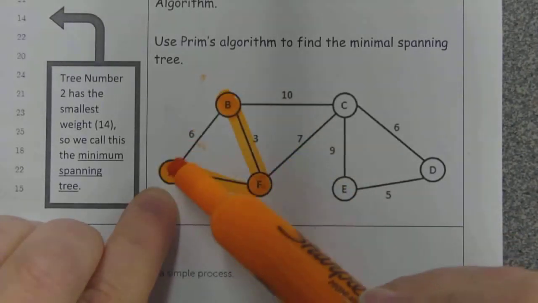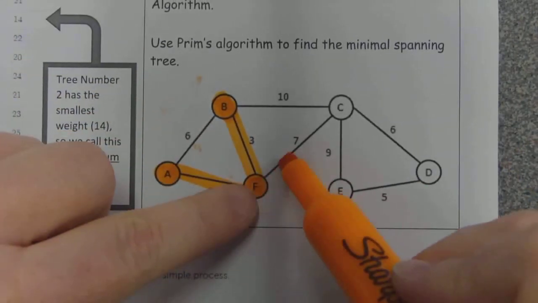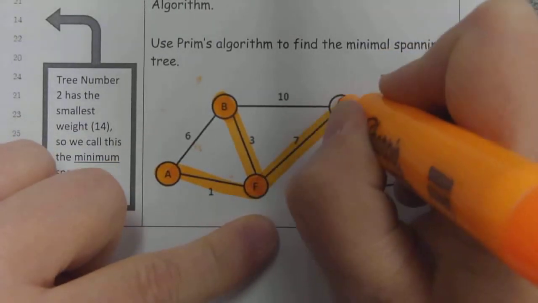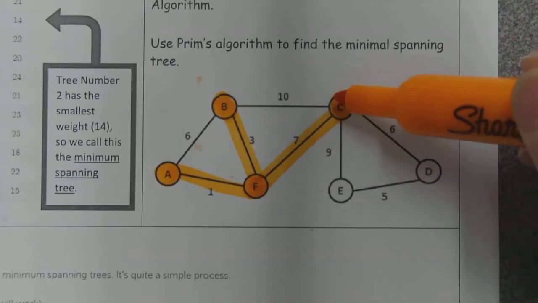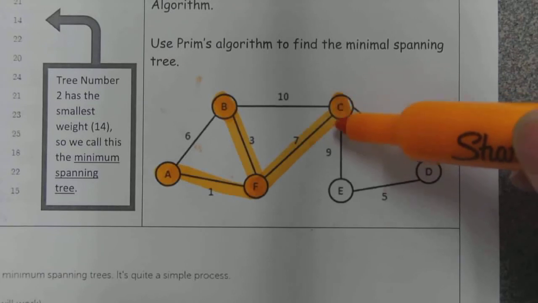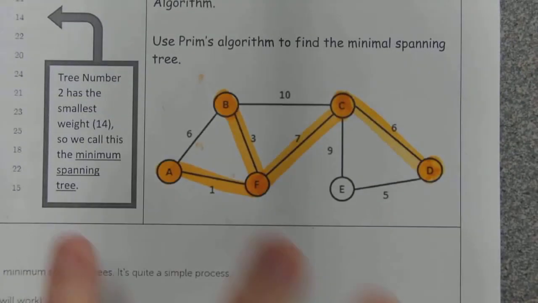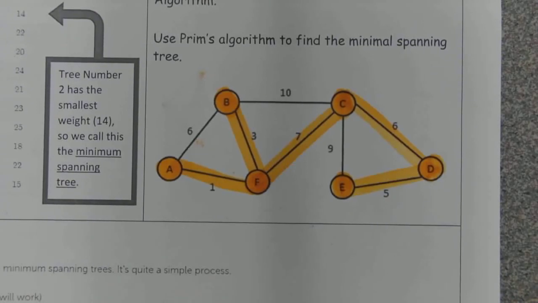Now I can't go here because that closes me in on my shape, and I can't close my shape or it's not a tree. So from there I can either go this direction with 7 or this direction with 10. Well, 7 is the least, so I'm going with the 7. Then when I get over here, I can't go this way because it closes my shape, so my choice is 9 or 6. Well, 6 is the smallest number, so I'm going this direction. And then my last choice would be to come over here this direction to E. So there's my minimum spanning tree, because I started at a point and I chose the least valuable way to go until I found my tree.